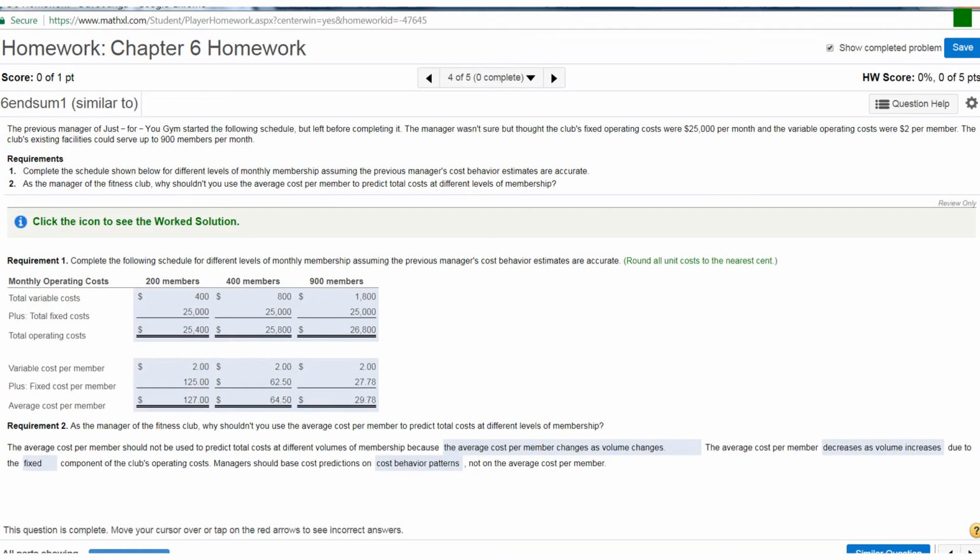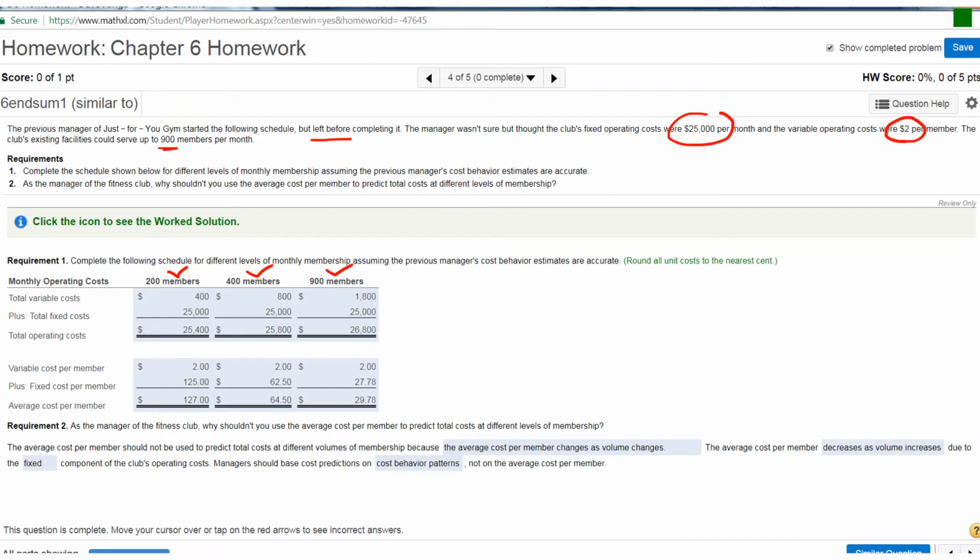All right, this is chapter 6, problem number 4 in your homework. The previous manager for Just For You Gym started the following schedule, but left before completing it. The manager wasn't sure, but thought the club's fixed operating costs were $25,000 per month, and the variable operating costs were $2 per member. And it says they could serve up to 900 members. So if you look at this schedule, they've given you 3 different sets of volume. You've got 200 members, 400 members, and 900 members.